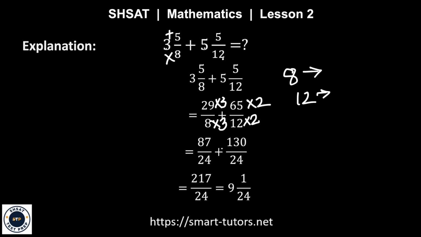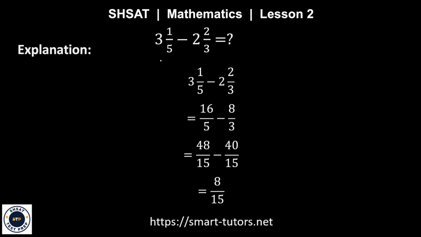Now add them up. Whenever you add fractions, make sure that you add only the top numbers, right? So that gives you 217 over 24. If you make this improper fraction into a mixed number, make sure that you get 9 and 1 over 24.